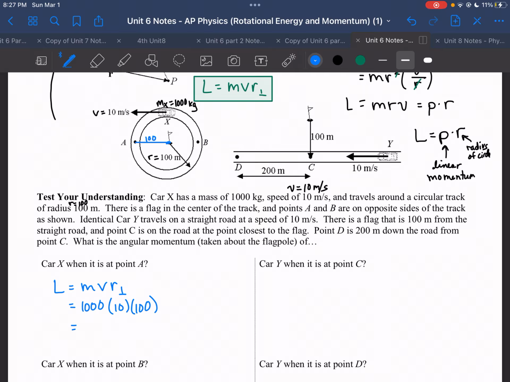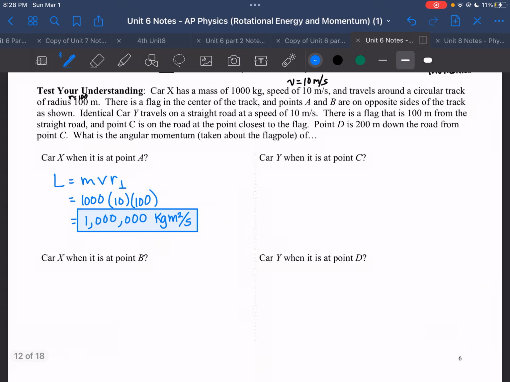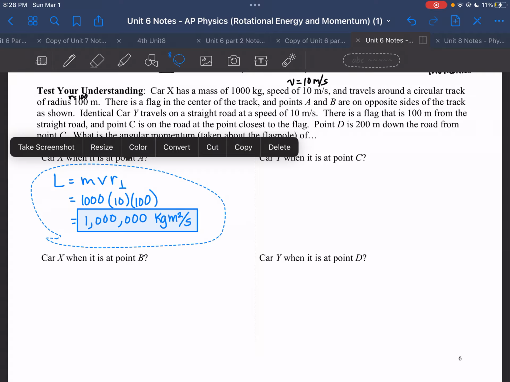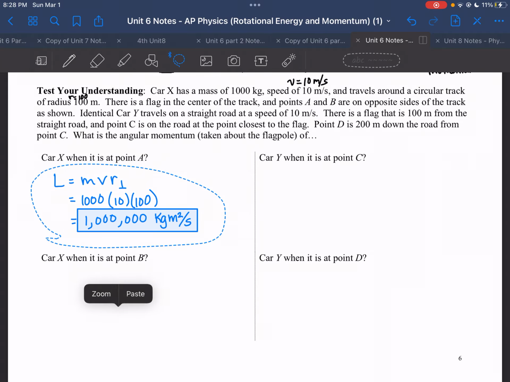Great, so I'm just going to multiply all this together. And you have 1 with 6 zeros, and then we have the units, which are in kilogram meters squared per second. And that is my answer. Now, when I go to point B, I'm asking myself what's changing. Well, it's the same exact car, has the same mass. It's traveling at the same speed, and it's the same distance away. So nothing changes.